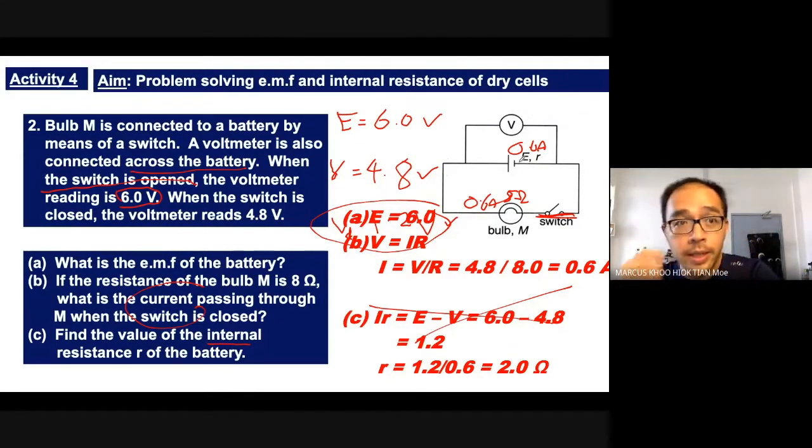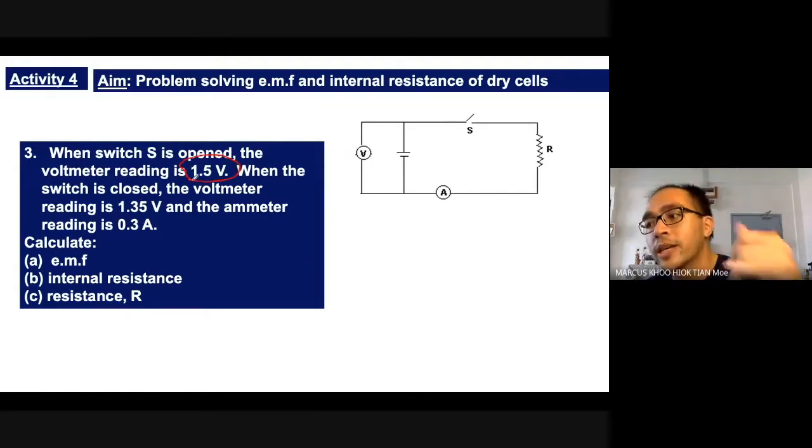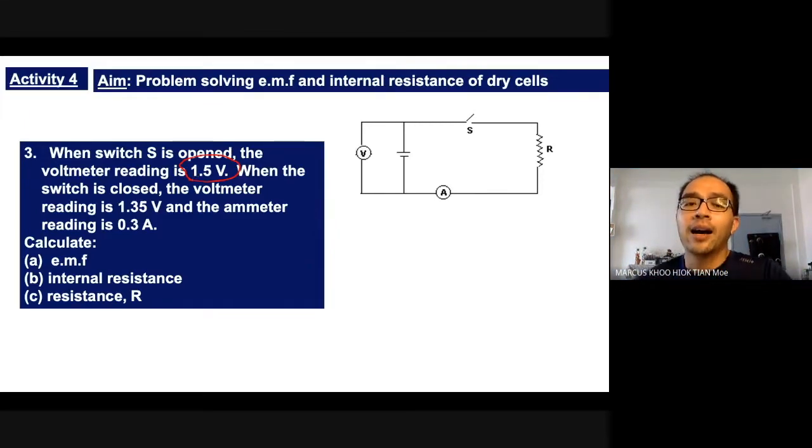All right, question number 3. When the switch S is open, the voltmeter reading is 1.5 volts. Same thing, 1.5 volts. What does this refer to? E.M.F, voltage, or voltage drop? I'm running out of people to call already. E.M.F, Brandon. 1.5 volts. E.M.F, voltage, or voltage drop? E.M.F. Okay, 1.5 refers to the E.M.F.